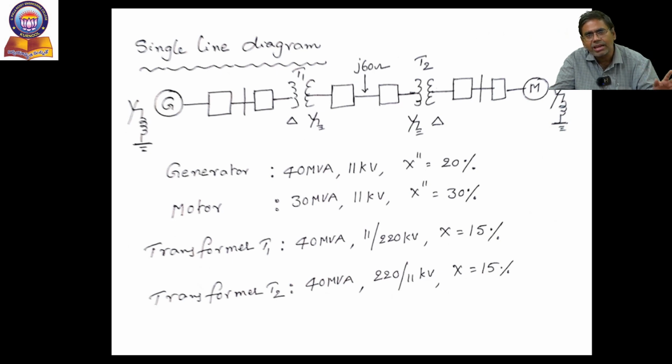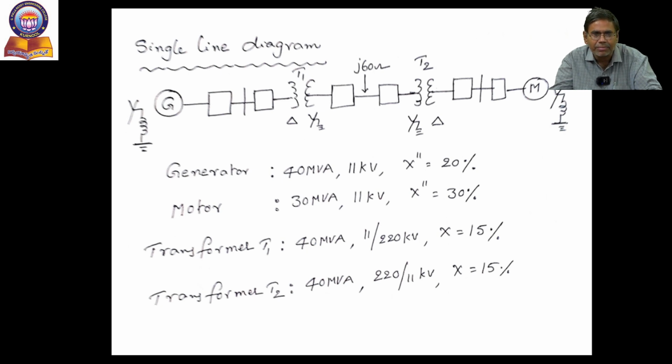Initially there is a generator. After the generator there will be a transformer. After generating a voltage of 11 kV, that can be stepped up to 33 kV, whatever it may be, by using a step up transformer nearer to the generator. After that come the transmission lines and one more transformer, a step down transformer nearer to the loads or motors. All these components can be represented in one diagram, that is nothing but a single line diagram.